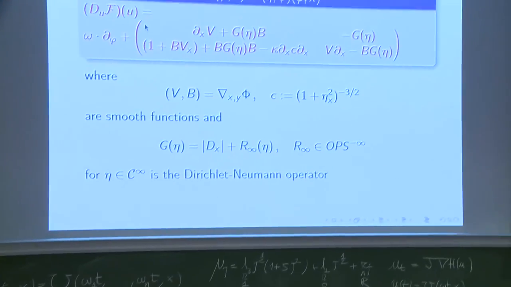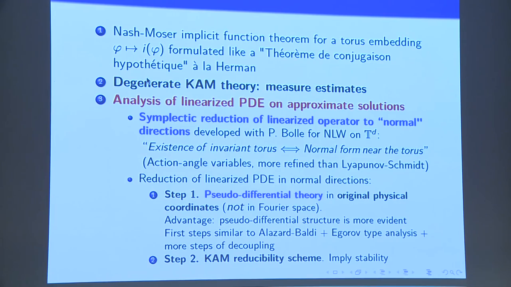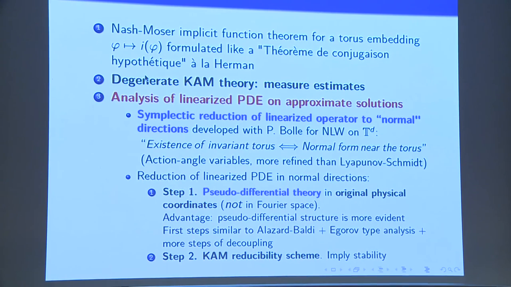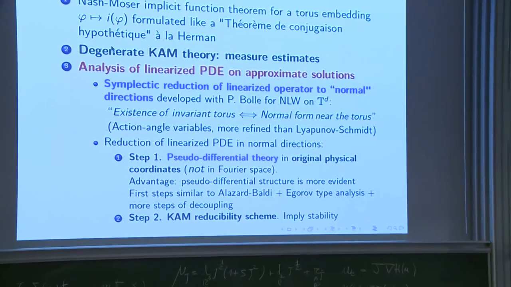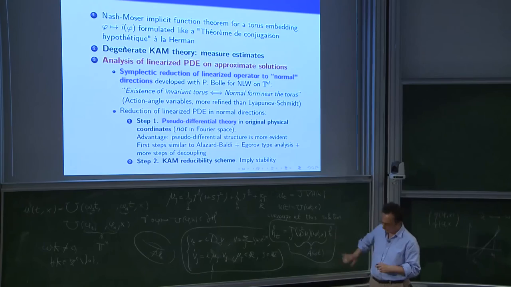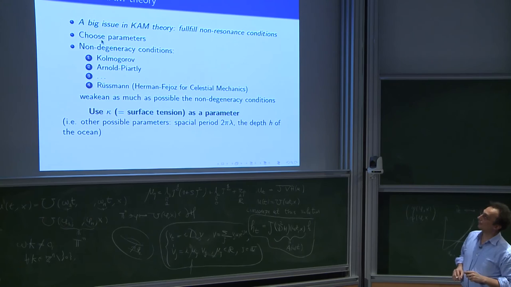And so the proof is composed of many arguments. I will not discuss, of course, all. But there is a Nash-Moser proof that we formulate as a theorem of hypothetic conjugation of Herman, in order to take into account the parameters. But then I will discuss a bit more this part here, namely the analysis of the linearized PDE, because of course this is an essential PDE part. Okay, about parameters, I just say two things.